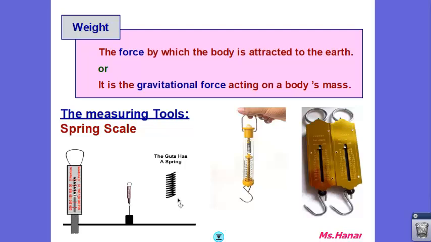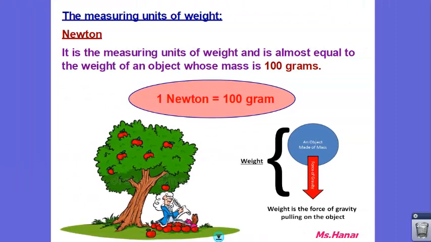As you see in these figures, it consists of a scale like this and two hooks. The top hook holds it, and the bottom hook is to hang the object. Also, the spring scale has a spring which expands when hanging an object on it. This spring has a pointer. This is the pointer. This is the expansion due to added weight. Now the measuring unit of weight.